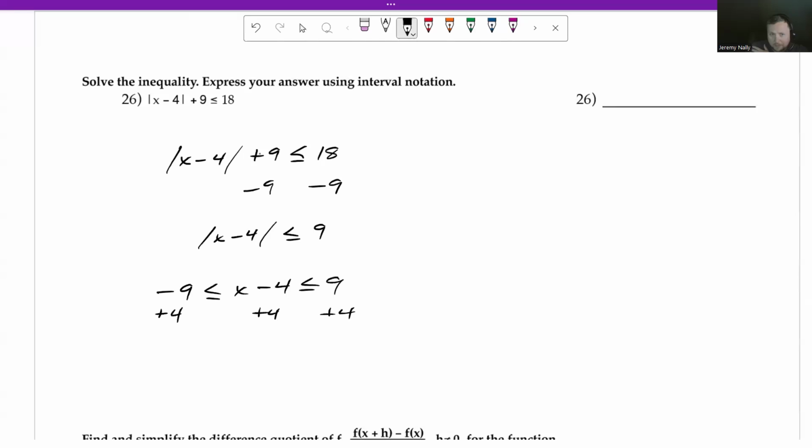So I'm adding 4 to get rid of the -4. And I have to do that to each section. So on the left section, I get -5. And then in the middle, I just have x. And on the right, I have 13. And it says express your answer using interval notation. So then that's going to be -5 with a square bracket, comma, 13 with a square bracket.